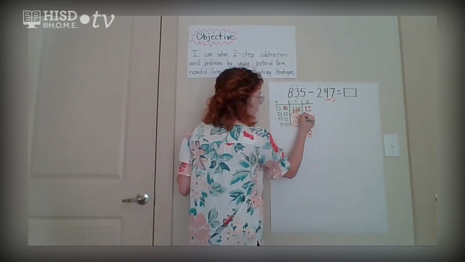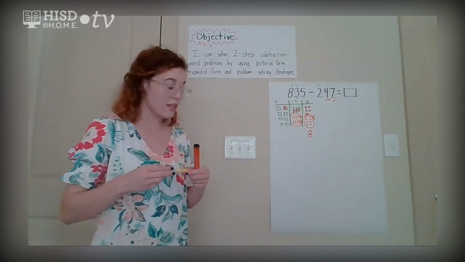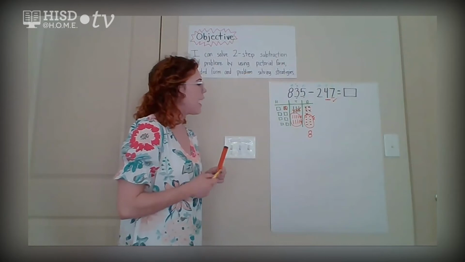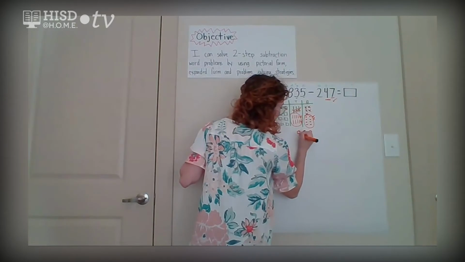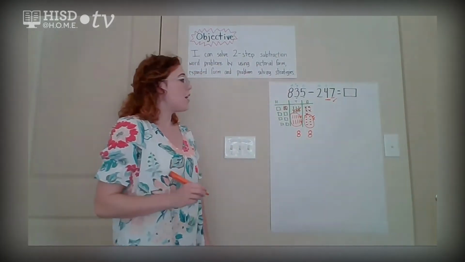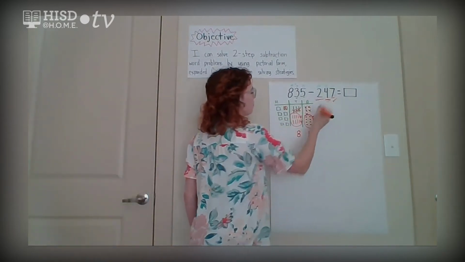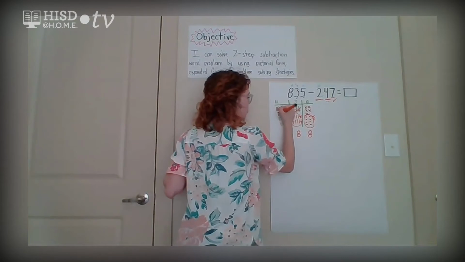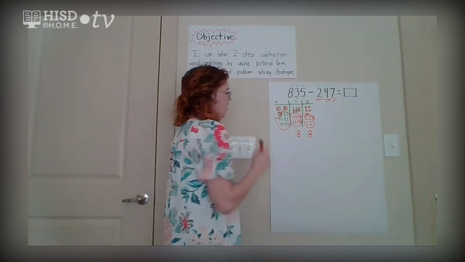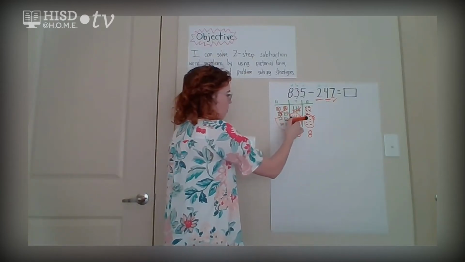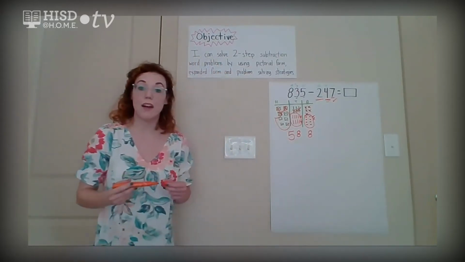1, 2, 3, 4, 5, 6, 7, 8. I have 8 tens. Wow. 8 tens. 8 ones and 8 tens. And now, with whatever I have left, I can subtract 200. 100, 200. I have enough, right? So now let's look. I have 1, 2, 3, 4, 5 hundreds left. So it looks like my answer might be 588.